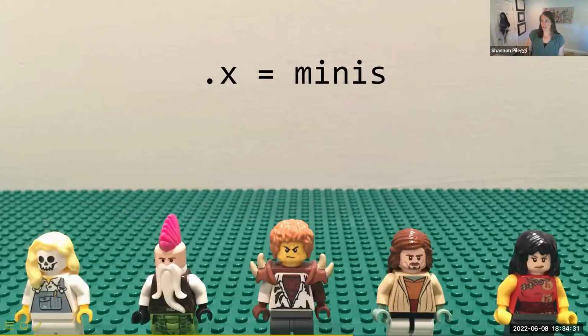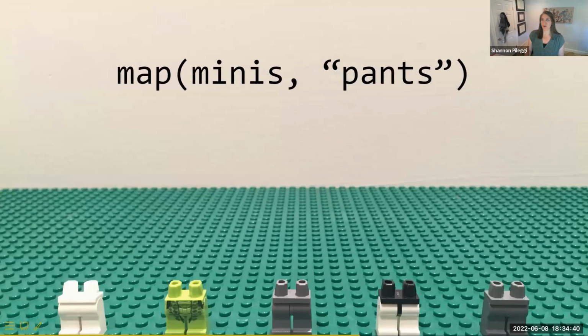So again, let's say we're working with our mini Lego figurines and they are our list.x. And we want to remove or extract the pants, pull those pants off of our figurines. Again, we can just do that by using our name shortcut. So we would do map minis and extract the pants by putting the name pants in quotes.